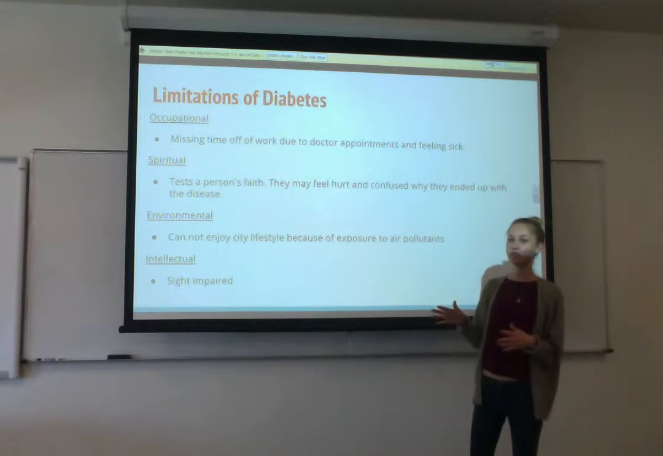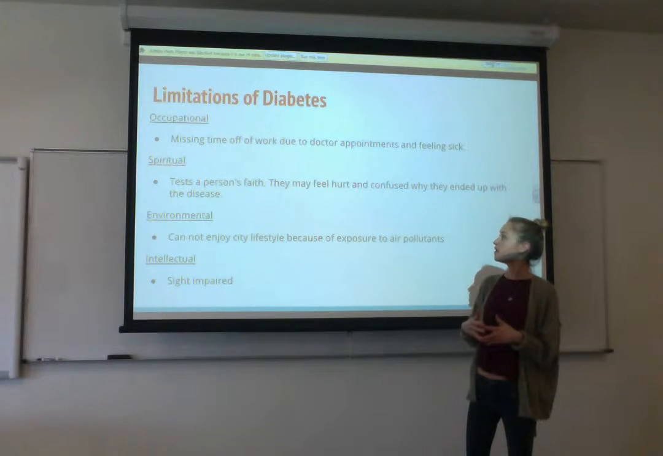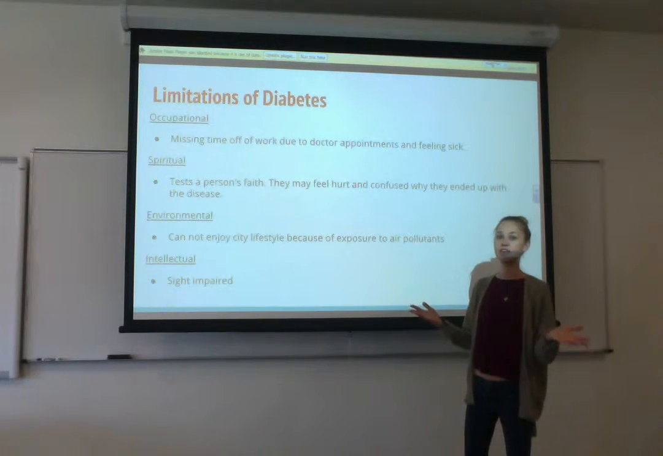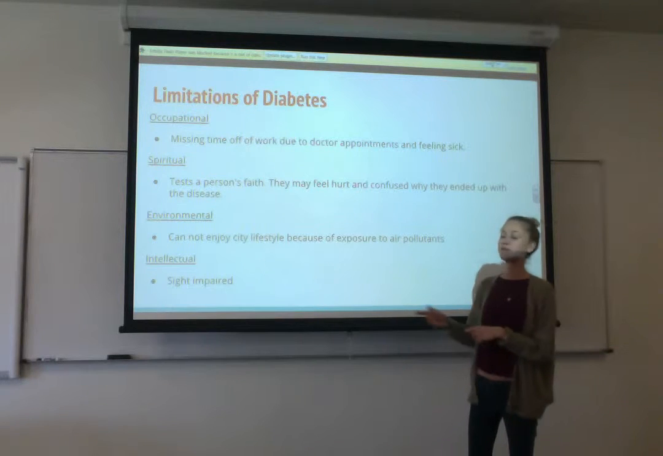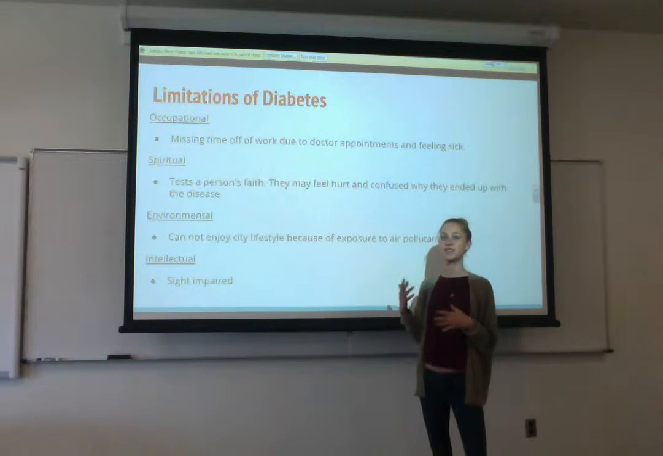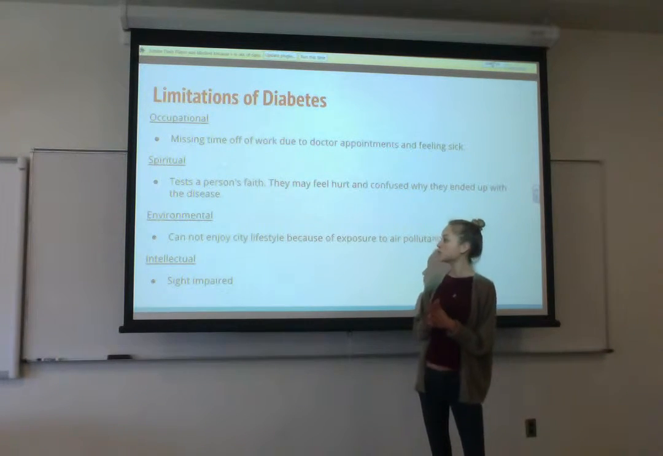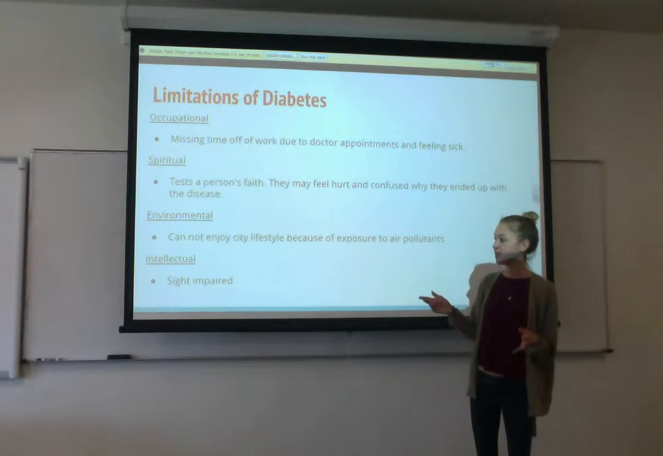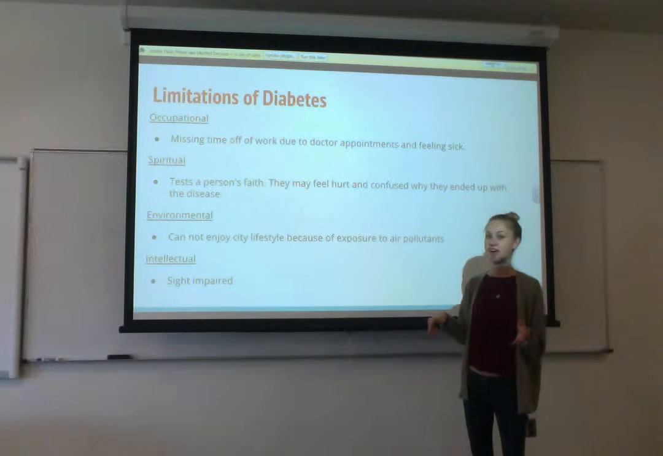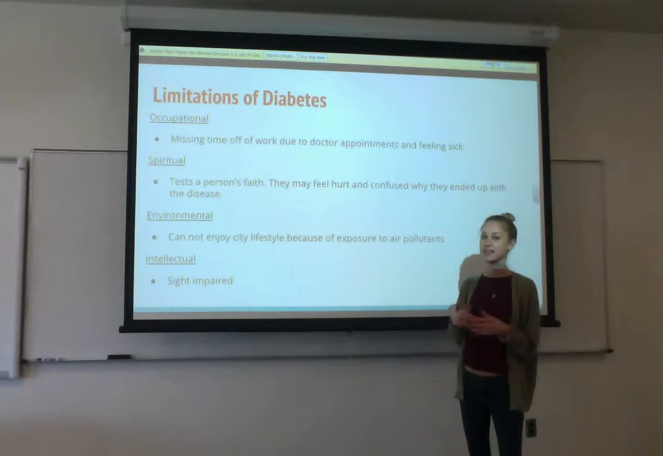Spiritual, too, also goes along with emotional. It tests a person's faith. So whatever religion you believe in, it's like, why did I choose to get this disease? Environmental is also interesting because you can't enjoy the city lifestyle too much because of all the pollutants in the air. And then intellectual, a huge factor of diabetes is your sight gets impaired.